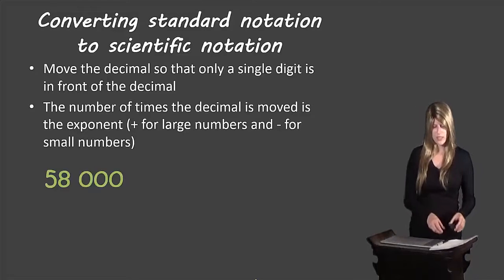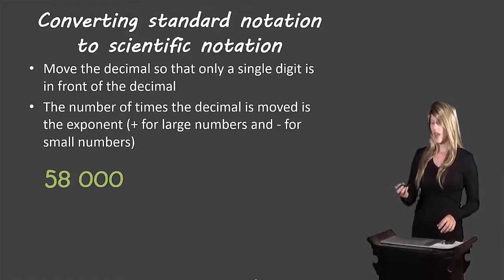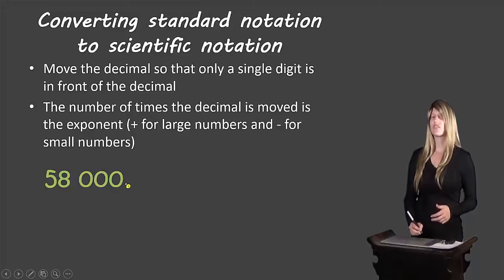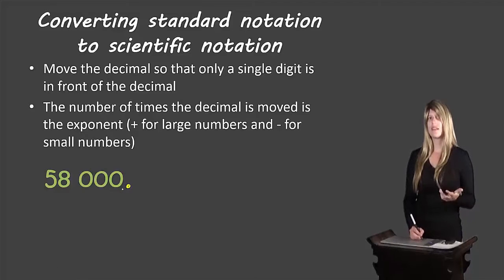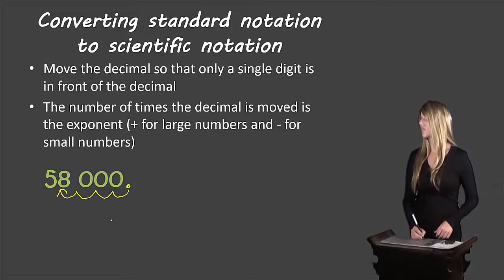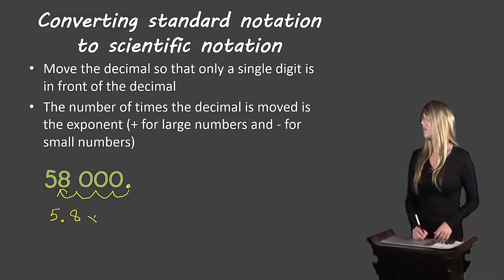So let's take a look at an example here. We have 58,000. Now if there is no decimal in the number, it's considered to be at the very end. So our decimal will be at the end like that. We're going to move this decimal so there's one non-zero digit in front of the decimal. So we'll move it 1, 2, 3, 4 times, and that'll give us just a 5 in front of the decimal. So we're going to end up with 5.8 times 10. And we moved the decimal 4 times, so 10 to the power of 4.